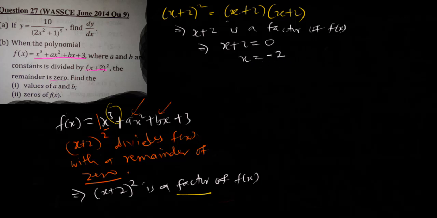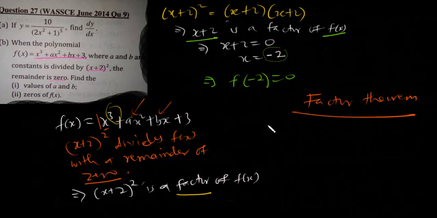Now if you are told that x plus 2 is a factor of f of x, then this implies that when we put the value of x from this linear factor x plus 2, that is negative 2, into the function, we get 0. So that is what it means. We call it the factor theorem.